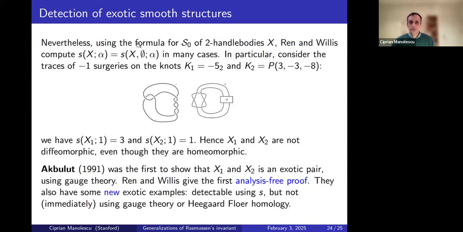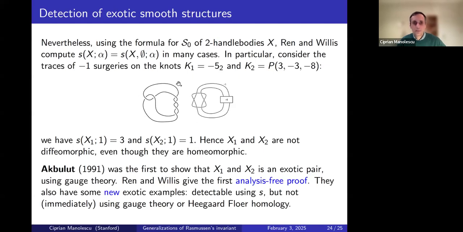Okay, and you just consider the empty link on the boundary, but then you get an S invariant for the four manifold, and you can compute it, and you get different answers. So in one case you get 3, and in the other case you get 1.